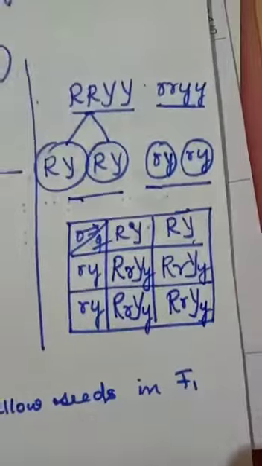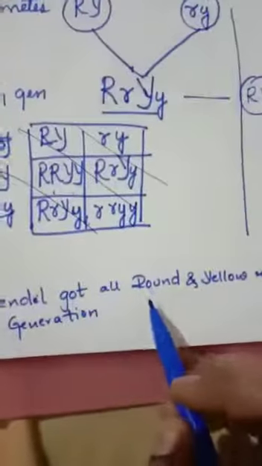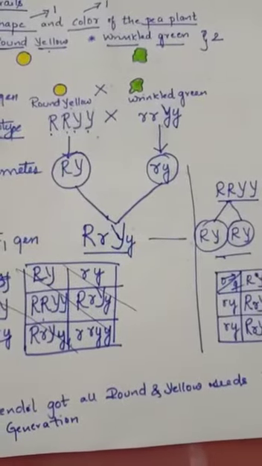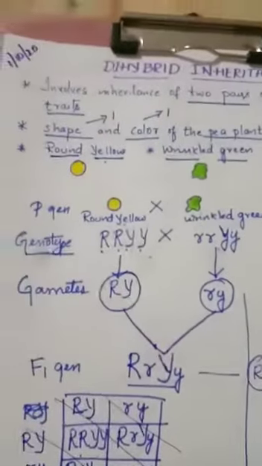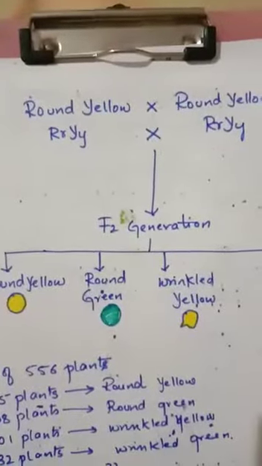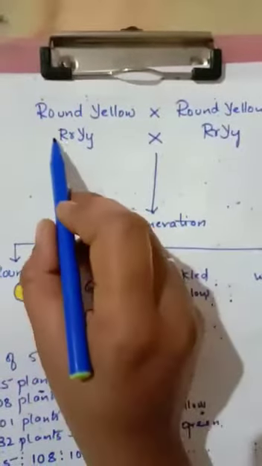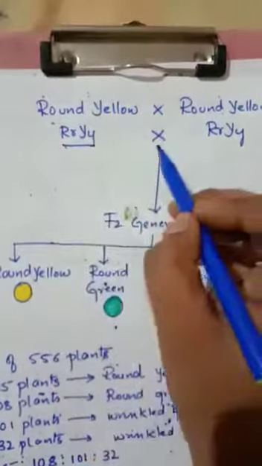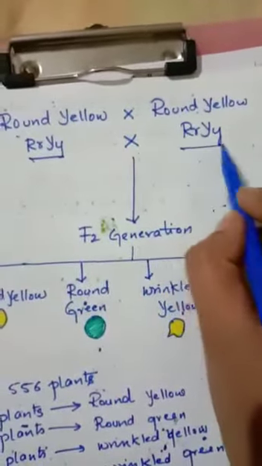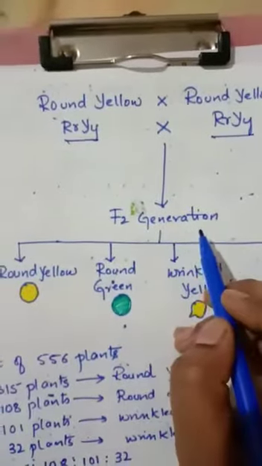So in the F1 generation, Mendel observed all the characters. So Mendel got all round and yellow seeds in the F1 generation. Okay, so this he observed. So what happens further if these are fused? What are the characters that we are going to get? Let us see in the next sheet. Okay, so children, here you can see round yellow, that is what we got in the F1 generation, round yellow and round yellow, right? So what happens in the F2 generation?